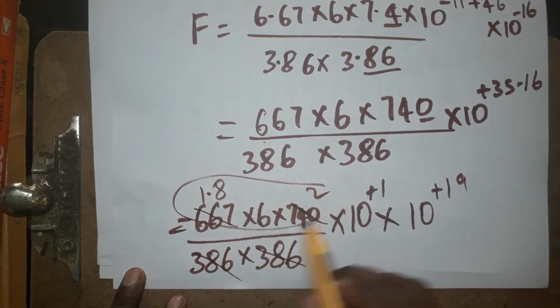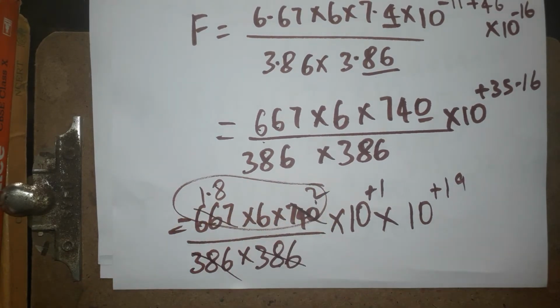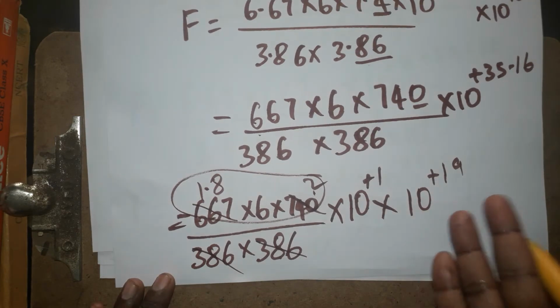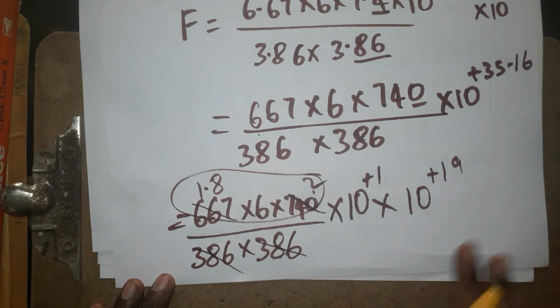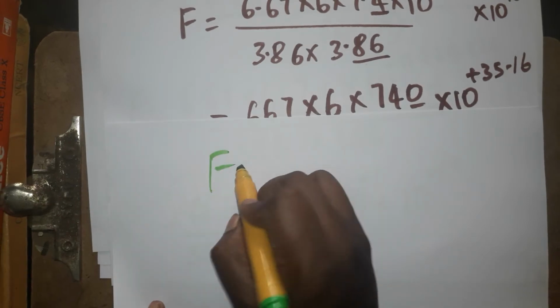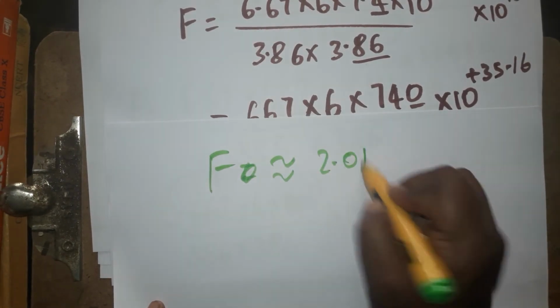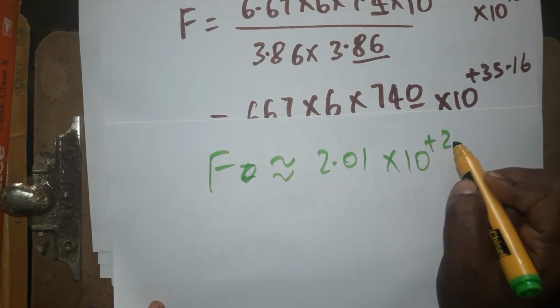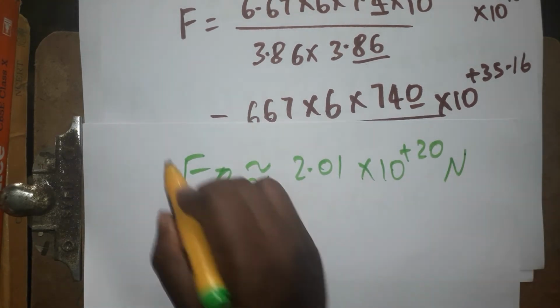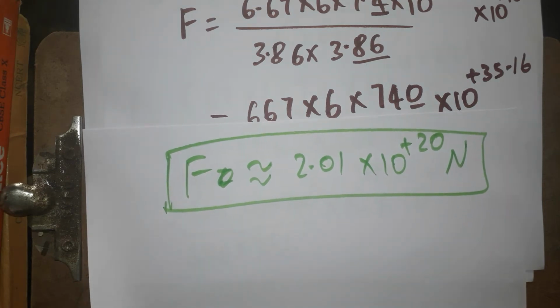If you are multiplying this, 6 into 2, 12, 12 into 2, approximately will get the value of 2, okay. So this power will be 10 power 9, 10 power 20, okay. The final answer, so force is approximately equal to 2.01 into 10 power plus 20, okay. It is a force, we can have Newton, okay. This is the first problem solution.